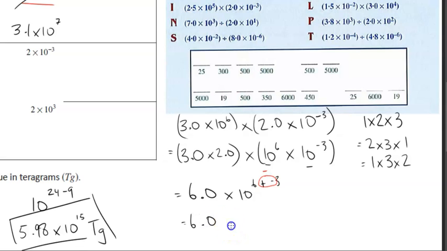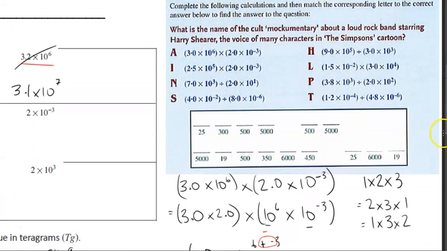So this is 6.0 times 10 to the power of 3, which is 6,000. So we're moving the decimal point to the right 3 times: 1, 2, 3. 6,000. So let's go back to the little section on the bottom. 6,000 is this one here. That is the letter A.